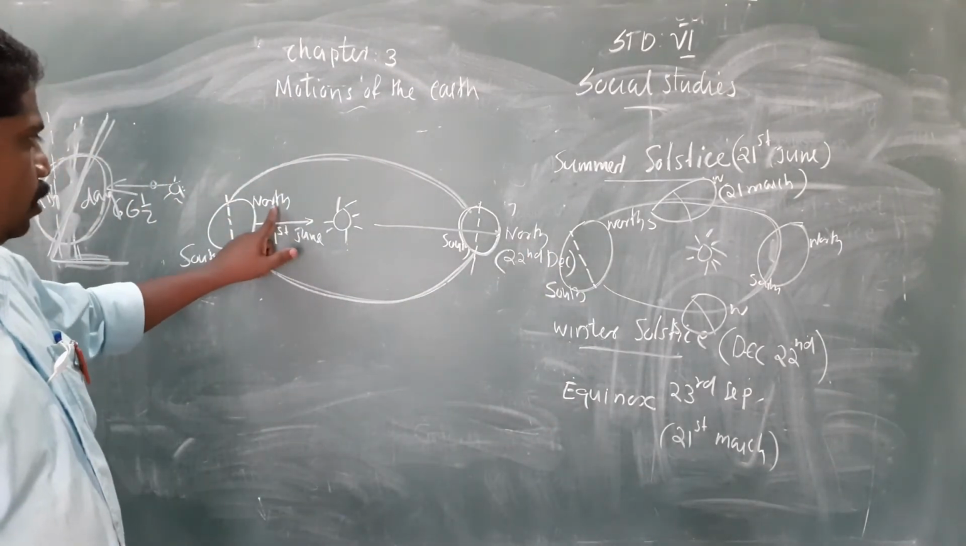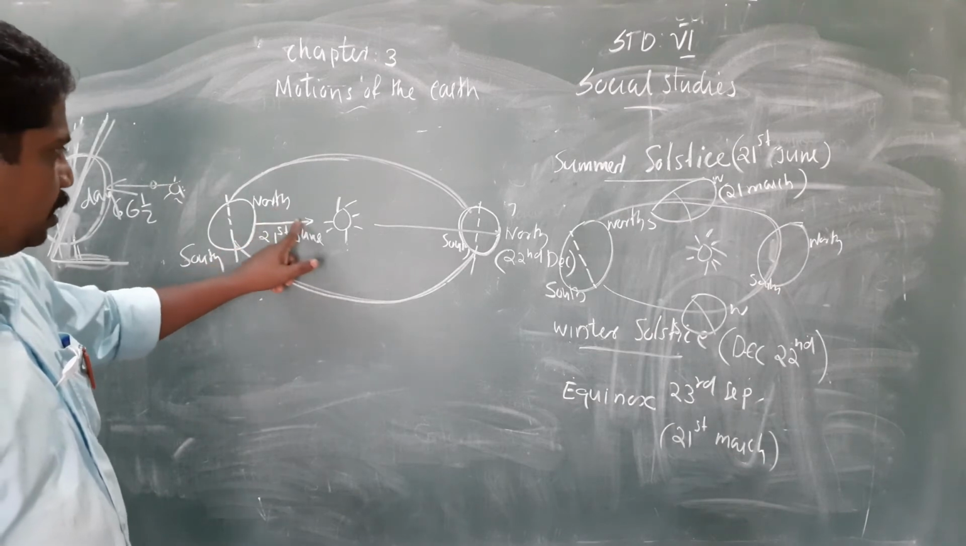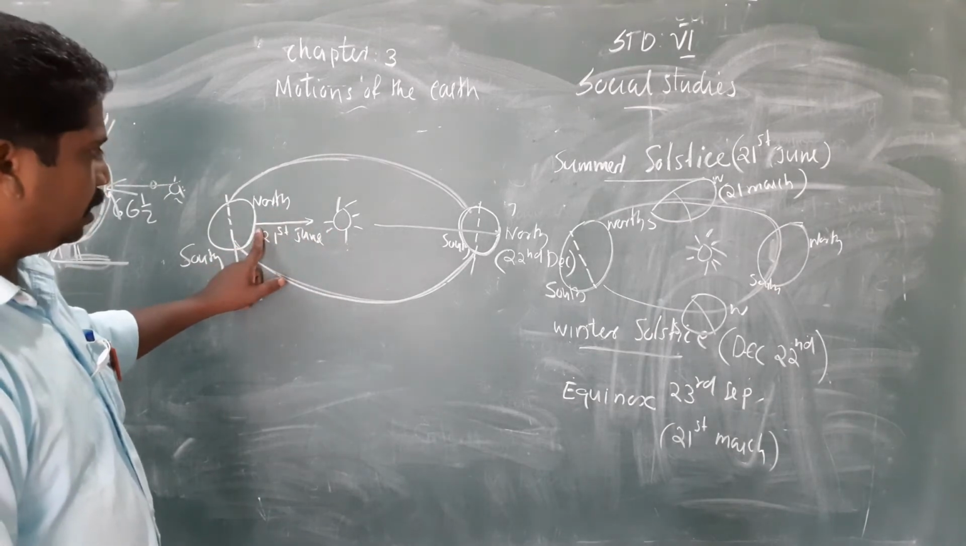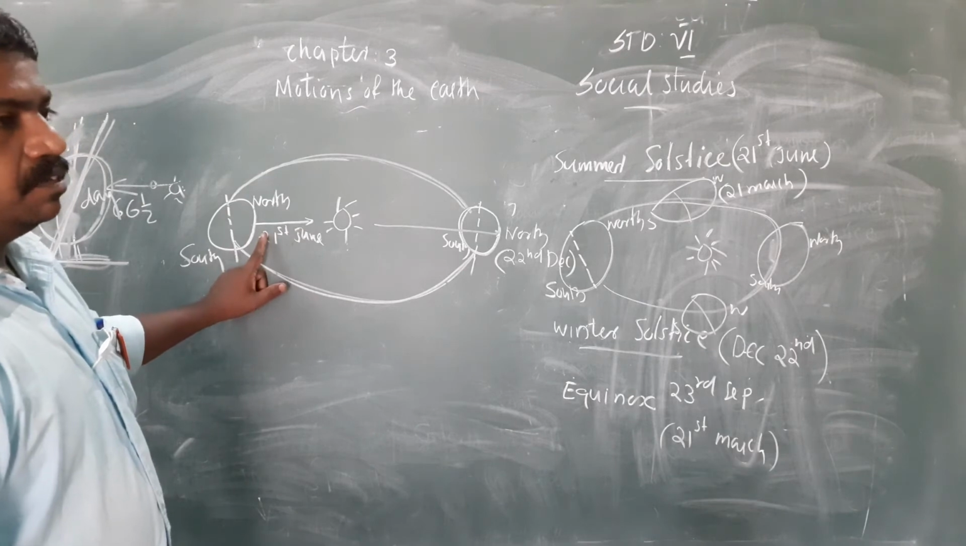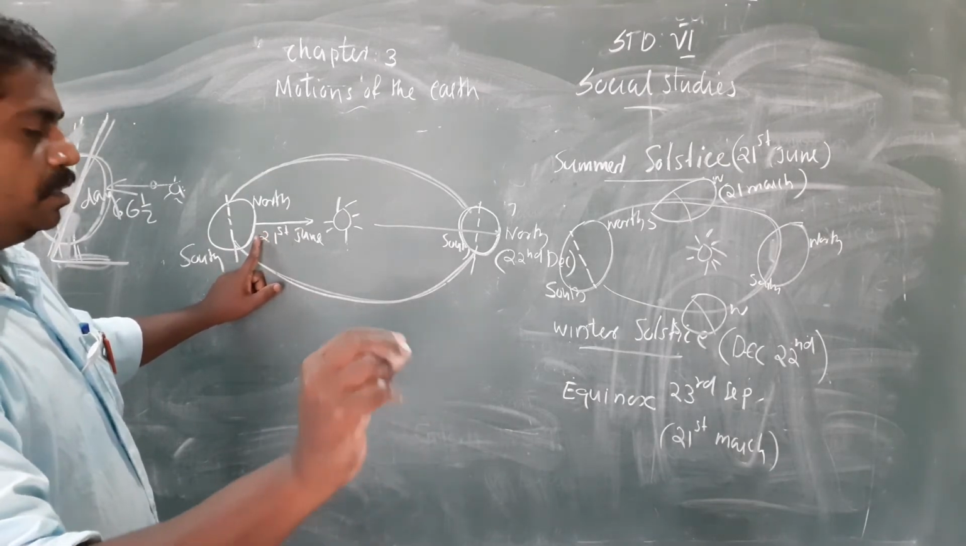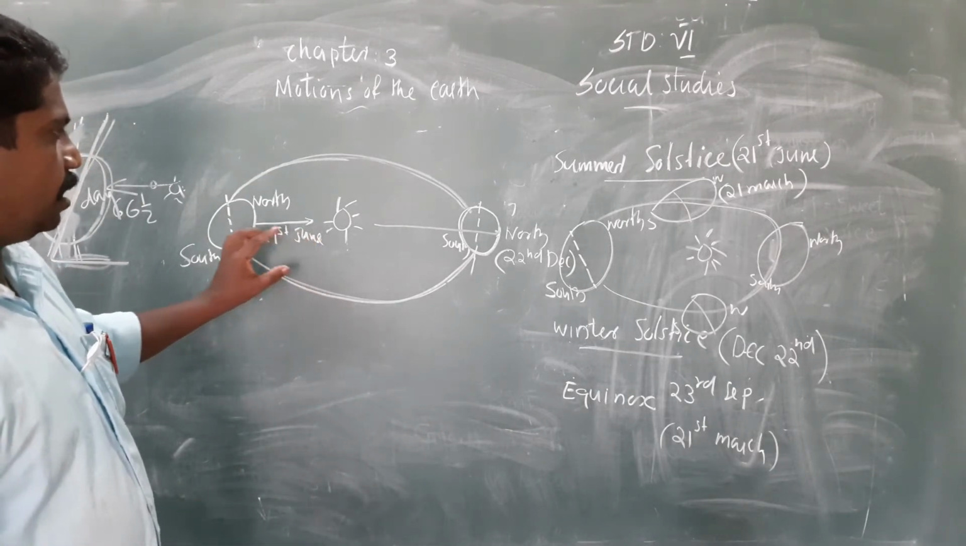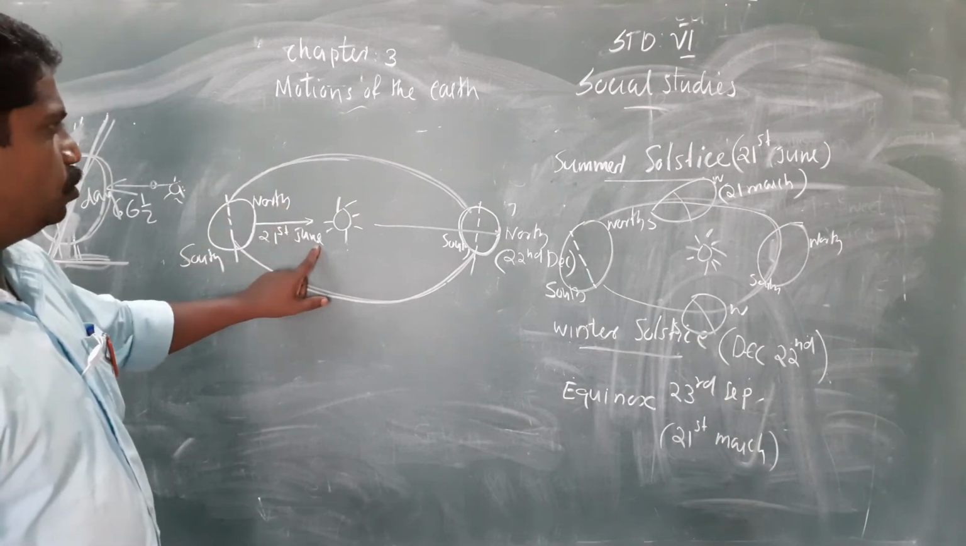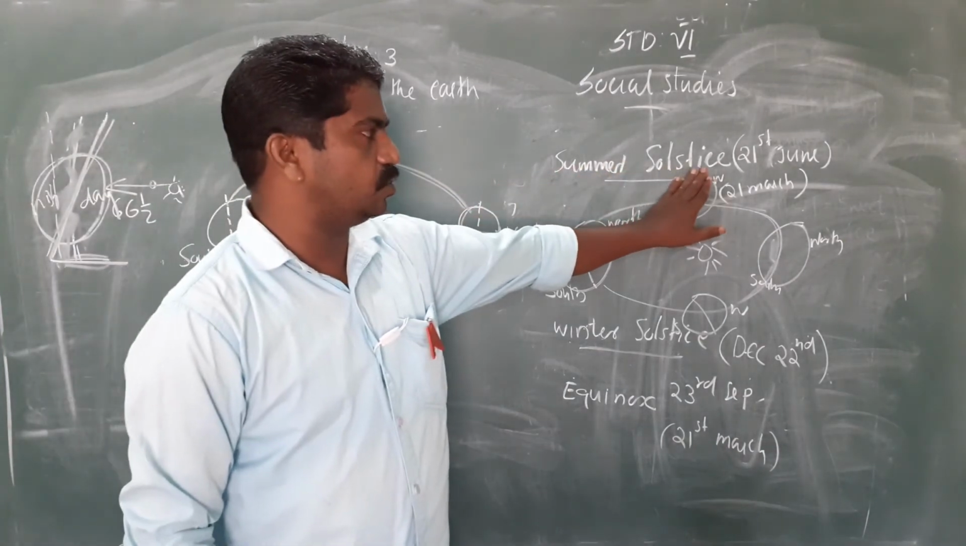21st June. നോർത്തേൺ ഹെമിസ്ഫിയർ സൂര്യനോട് അടുത്തുള്ള വരുന്നത് കൊണ്ട് ദിവസം നീണ്ട ദിവസമായിരിക്കും. ഓക്കെ, ദിവസം കൂടുതലും നൈറ്റ് കുറവായിരിക്കും. അതുകൊണ്ട് ഈ 21st June നമ്മൾ അറിയപ്പെടുന്നത് summer solstice.